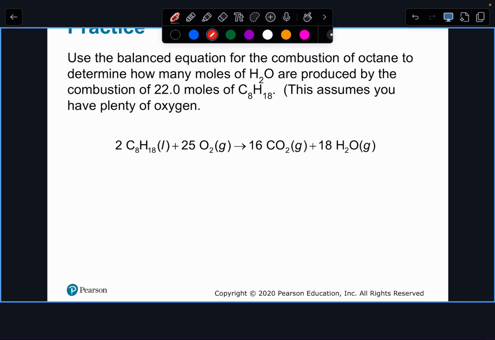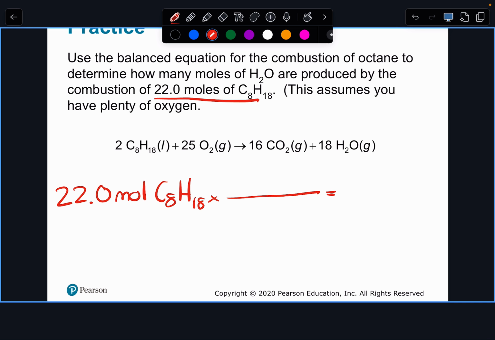Okay, so the number and the unit you're starting with is the 22 moles of C8H18. You're trying to get to moles H2O. Okay, so again, same exact process. Moles C8H18 goes down here. Moles H2O goes up there.